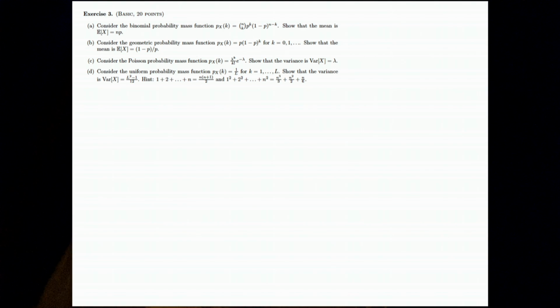Here's the question. Now consider a binomial probability mass function and show that the mean is n times p. So first, I want to find the expectation. The expectation, from the basic definition, is all the possible outcomes times their weightings. And that's for all the possible outcomes here.